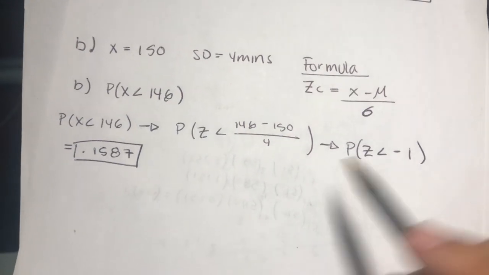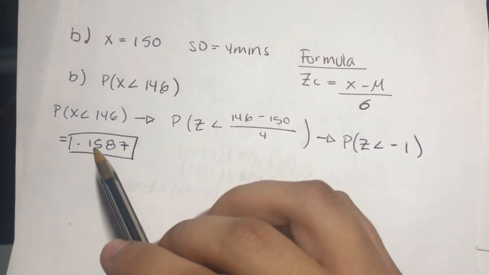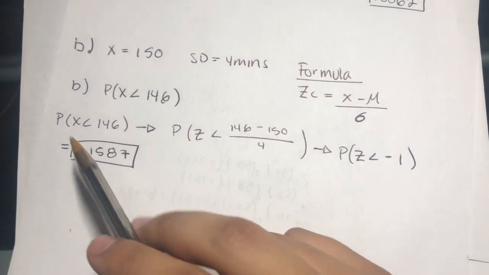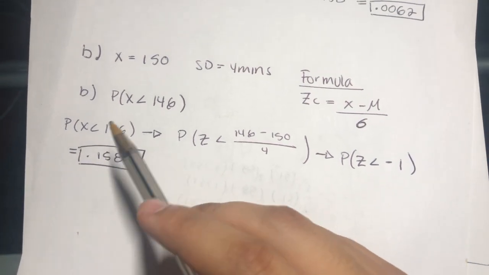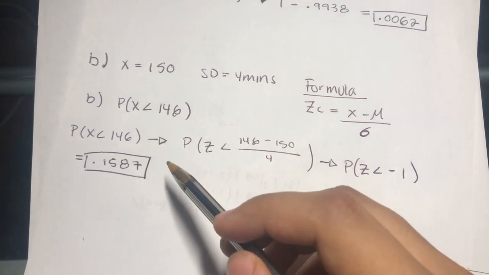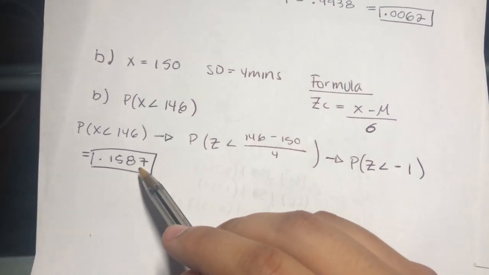So if you look in our table and you go to negative 1, it will give you the number 0.1587. So this is our answer. The probability that x is less than 146 is 0.1587.